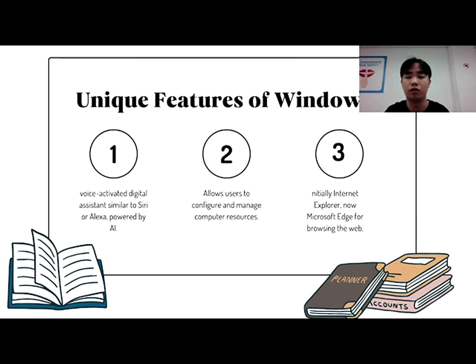The second one is the Control Panel. Control Panel allows users to configure and manage their computer resources. Last but not least, the internet browser. The internet browser is one of the reasons why people use their computers nowadays. Initially Internet Explorer, it is now Microsoft Edge for browsing websites.